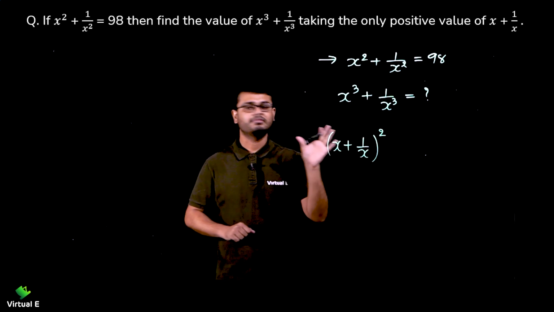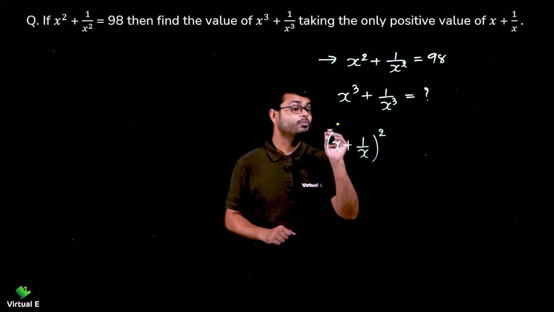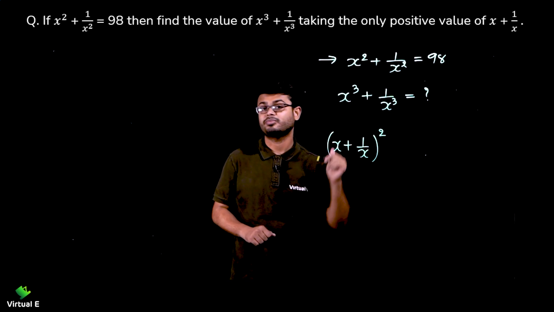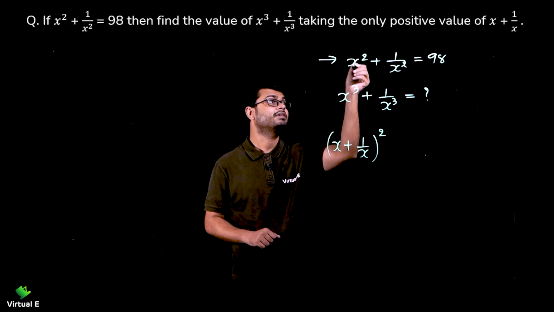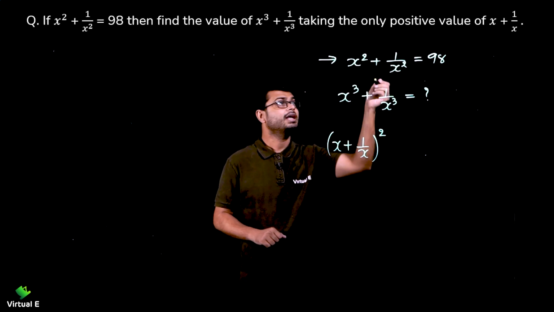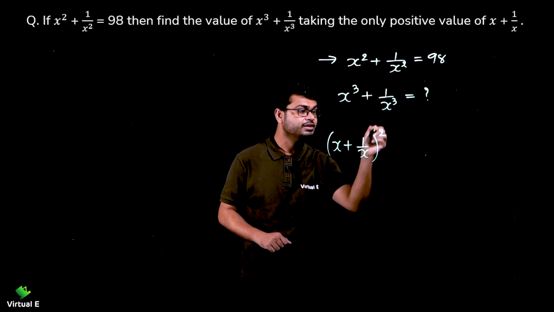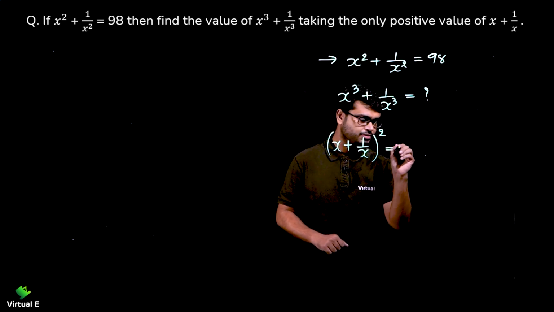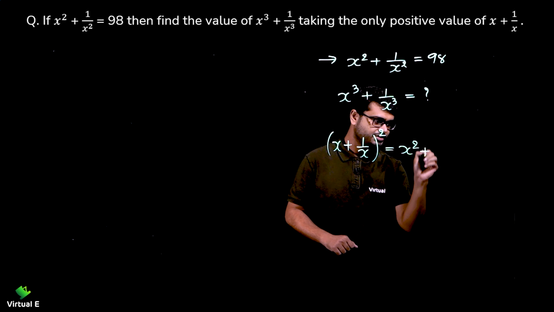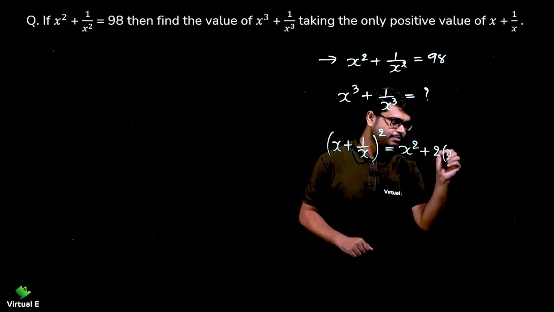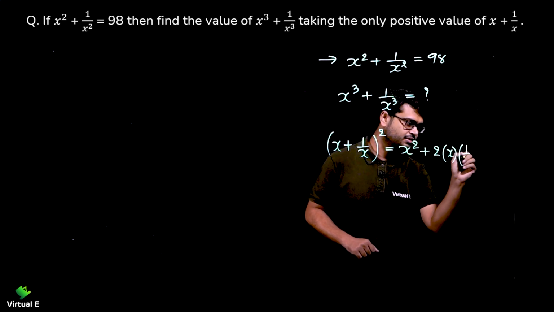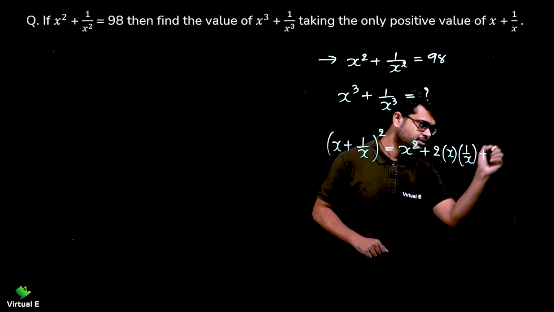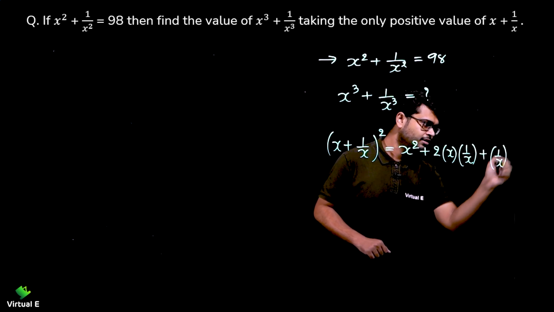Now understand why I took this step and why I only started with x plus 1 upon x. The reason is, we have x and 1 upon x and we want the square, so we have done the whole square. Now let's apply the identity. So x square, square of the first term, and 2 multiply by both terms, plus 1 upon x whole square.